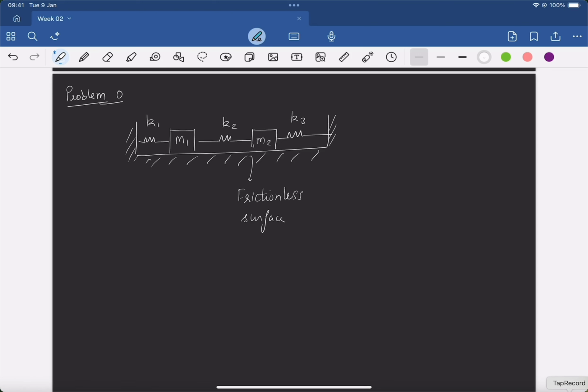So what do we have if we summarize? We have two masses, we have three springs, we have a frictionless surface. We still need to define the direction in which these masses are moving. So let's say I call this x1 and this is x2. So these generalized coordinates are x1 and x2, right?